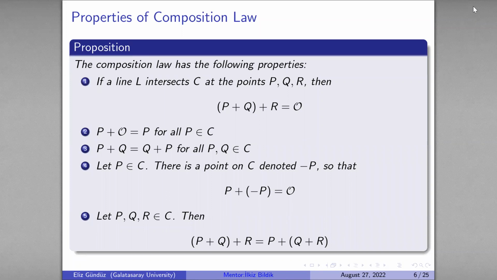And we have an associativity law, which is not trivial, but you can find a geometric or algebraic proof in our references. These properties make the elliptic curve into an abelian group.